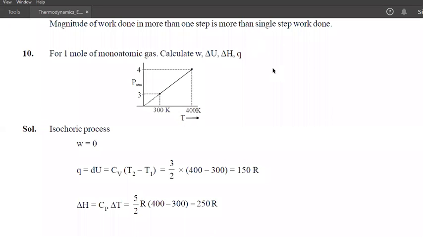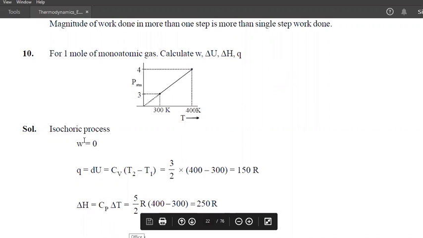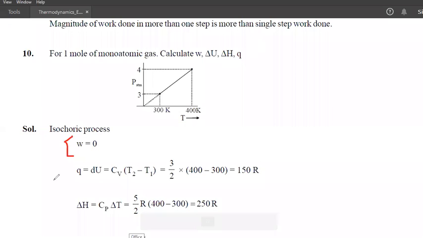See, this is just the formula. We know that the graph between pressure and temperature is a straight line. If it is a straight line, it is your isochoric process. How come we know that this is an isochoric process from the graph? Okay. Now, if it is an isochoric process, work done will always be zero, right? Work done is always zero for an isochoric process.